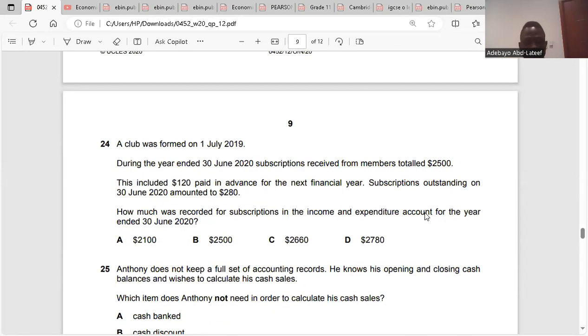A club was formed on 1 July 2019. During the year ended 30 June 2020, subscription received from members totaled 2,500. This includes 120 paid in advance for the next financial year. Subscription outstanding on 30 June 2020 amounted to 280. So the subscription outstanding should be added to the subscription received, then the advance should be taken away from it. That's 2,500 plus 280 minus 120, so it's 2,660. C. 25.